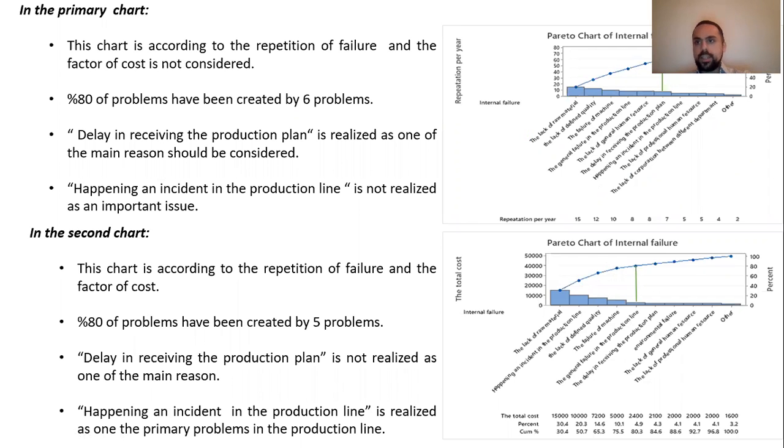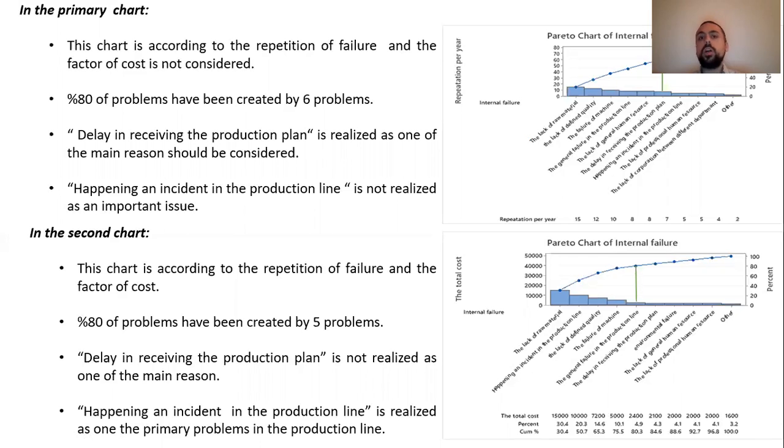Please pay attention that the first one was just according to the repetition of the failure, but the second one was according to repetition and the cost. The first one consists of 6 factors. It means that 80% of the total failures are in 6 factors, but the second one, which is more logical, is 5 factors.